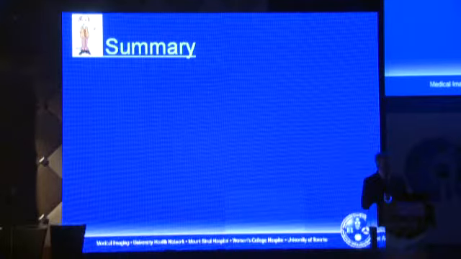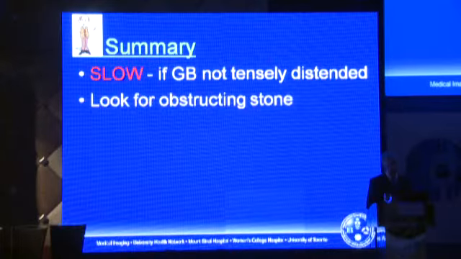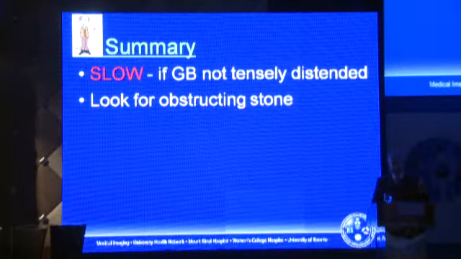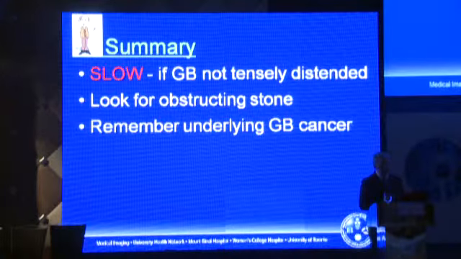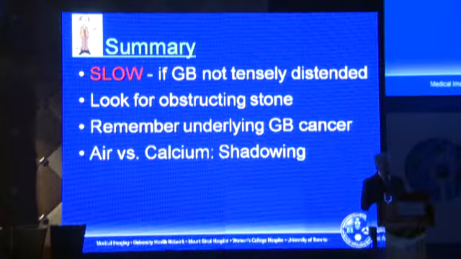So that brings me to the end. I'll just briefly summarize. Remember, be very slow to diagnose acute, uncomplicated cholecystitis if the gallbladder is not tensely distended. Remember, if you're considering the diagnosis, to try and look for the obstructing stone in the gallbladder neck or cystic duct, because it'll add confidence if you can find it. Remember always, whenever you image the gallbladder, keep in mind the possibility of an underlying gallbladder cancer. And if you think there may be a cancer, alert your surgeon to that fact.